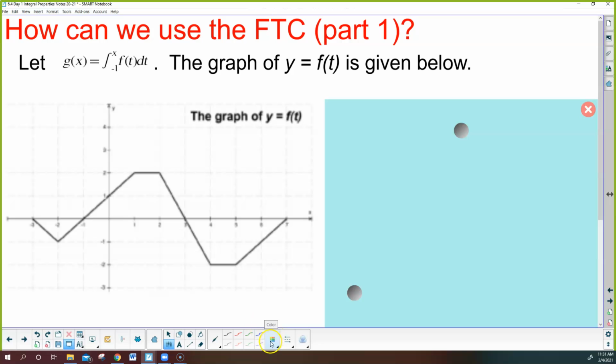And I understand this isn't the most clear picture. So as you're writing this down, and then if we create a very rough sketch, I'm going to just label the important points on this graph so you can see them a little better.